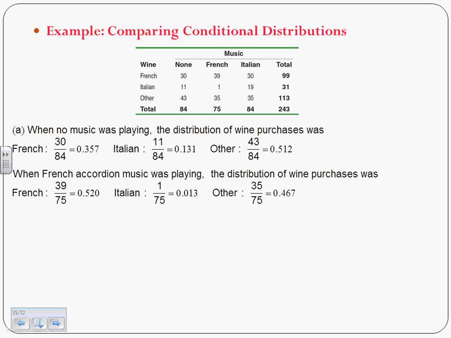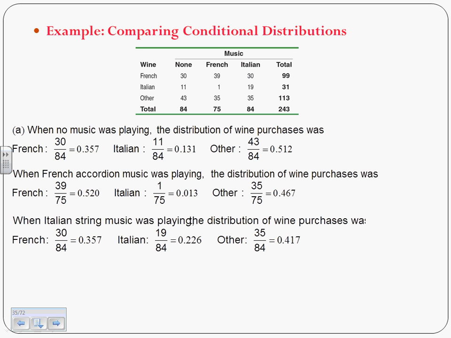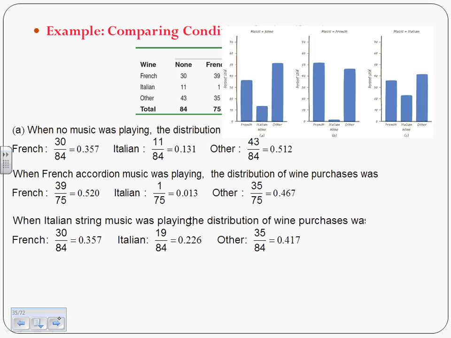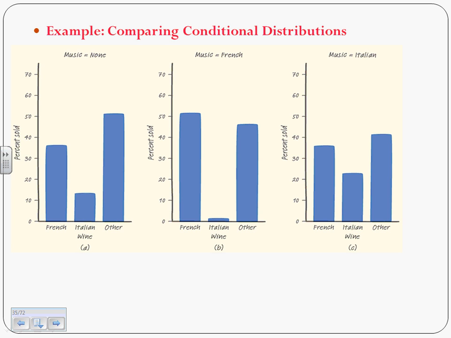Here you can see the proportions when the French accordion music was playing. And here, when Italian string music was playing, here are your distributions. Here you can see a nice little histogram going on.